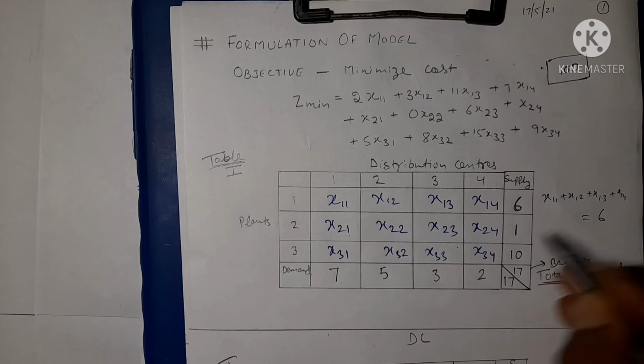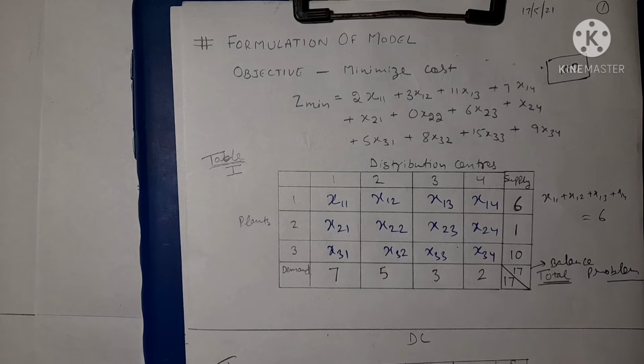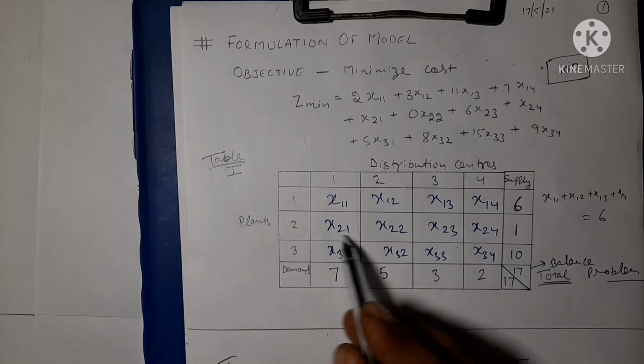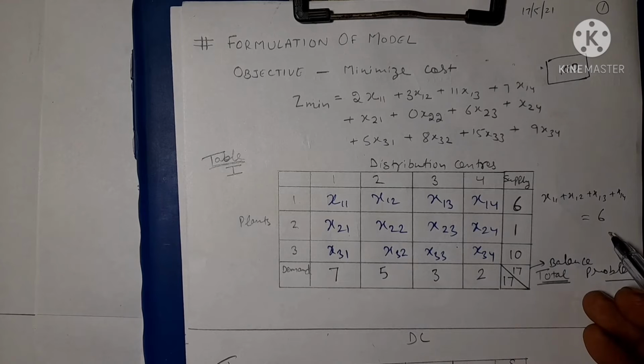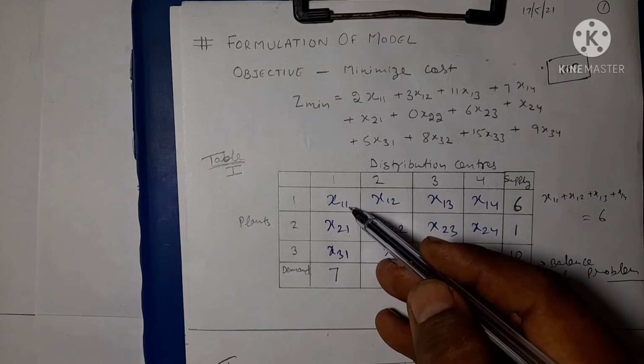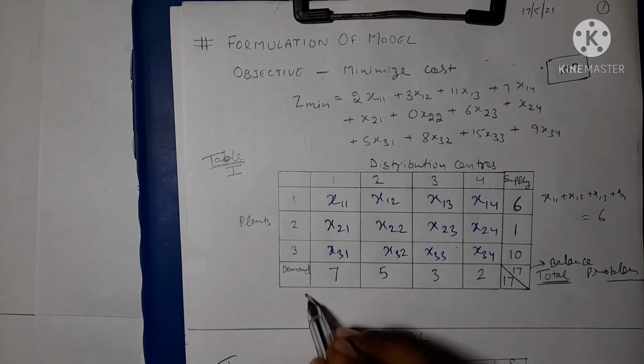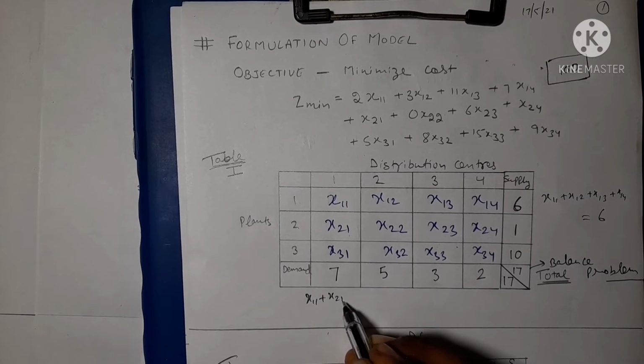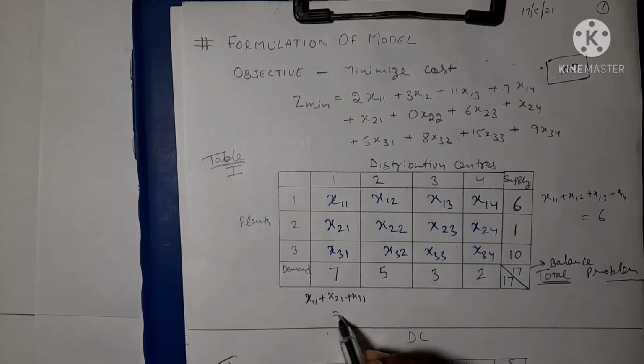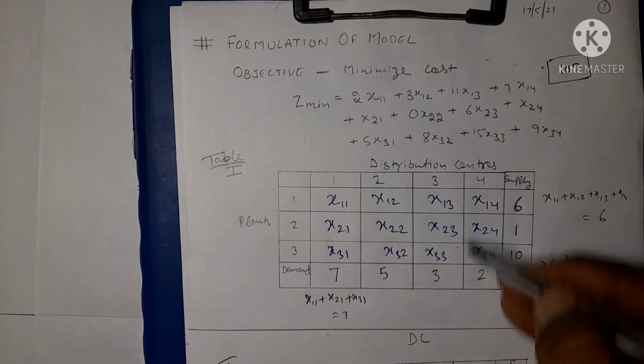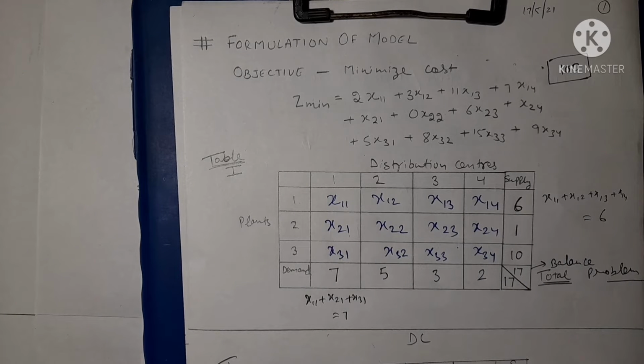If you are doing these step by step with me, then you can write these equations also, or later on you can download the video and do the things. Wherever you are not clearing the things, you can pause the video and take a note. Okay, as per demand, this x11 plus x21 plus x31 equals 7. Likewise you can do over here.